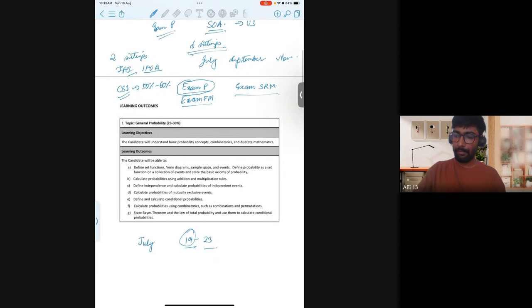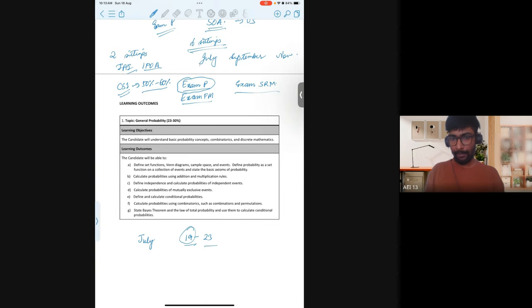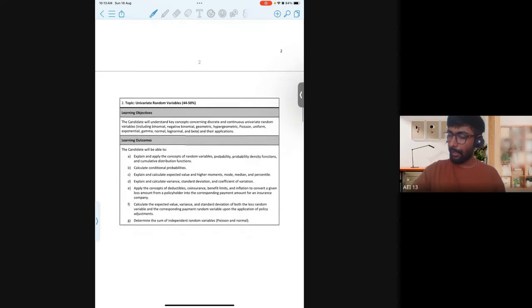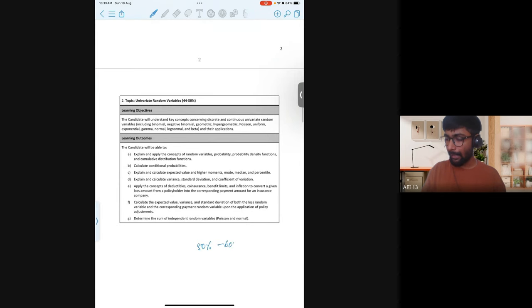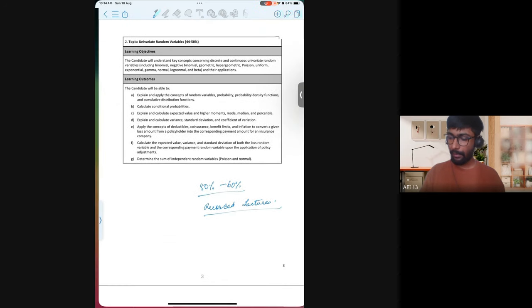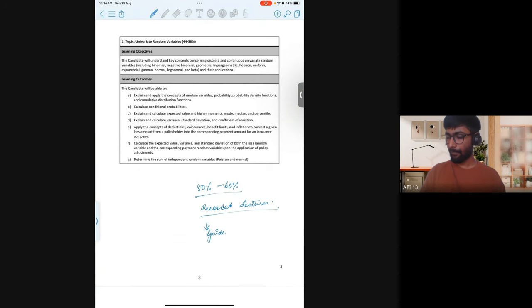As I told you, it's mostly 50 to 60% from CS1. CS1 is more vast in terms of its syllabus, and only some part of it is in Exam P. As I went through this syllabus, I saw that around 50 to 60% of it can easily be covered from your recorded lectures. So that's what we will offer you, but since it's not exactly the same, I will guide you as to what video to watch for what topic. So you will get a proper guide from me as to which video to watch. This is what I'll provide you.